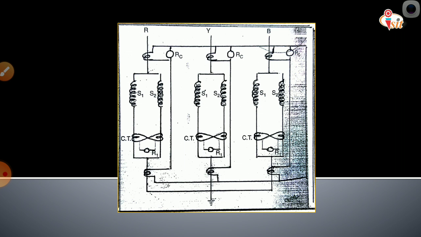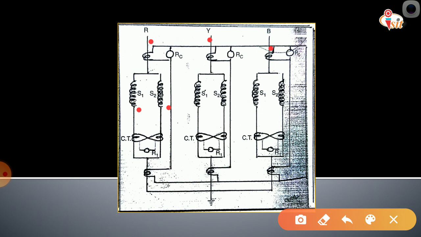So here is the arrangement for the interturn fault protection. The figure shows the schematic arrangement of circulating current interturn protection of a three-phase double wound generator. So this is the three-phase double wound generator, since there are two sets of winding, that is S1 and S2 in R phase, similarly S1 and S2 in Y phase, and S1 and S2 in B phase. So here there are three phases, R, Y and B, and double windings S1 and S2 in each phase.